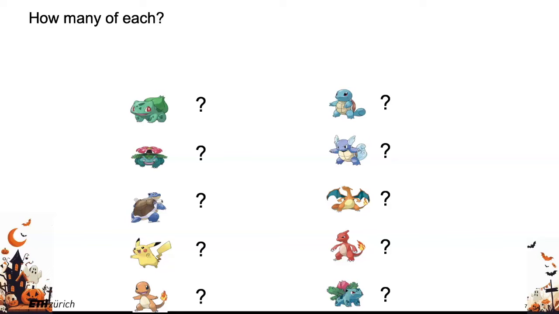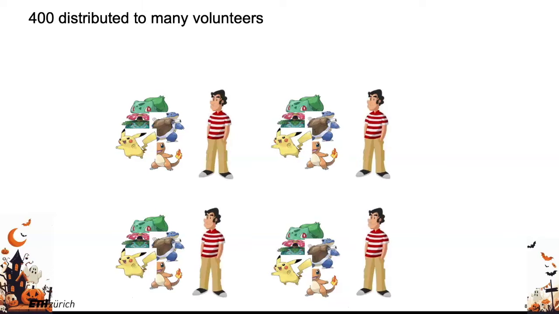So we need to count these Pokemons. I need to know how many of each I have caught, right? They're called, I don't know them by heart, Bulbasaur, Ivysaur, Venusaur, Charmander, Charmeleon, Charizard, and so on, right? Who knows their names? Some of you, right? Okay. So here's what I would like you to do.